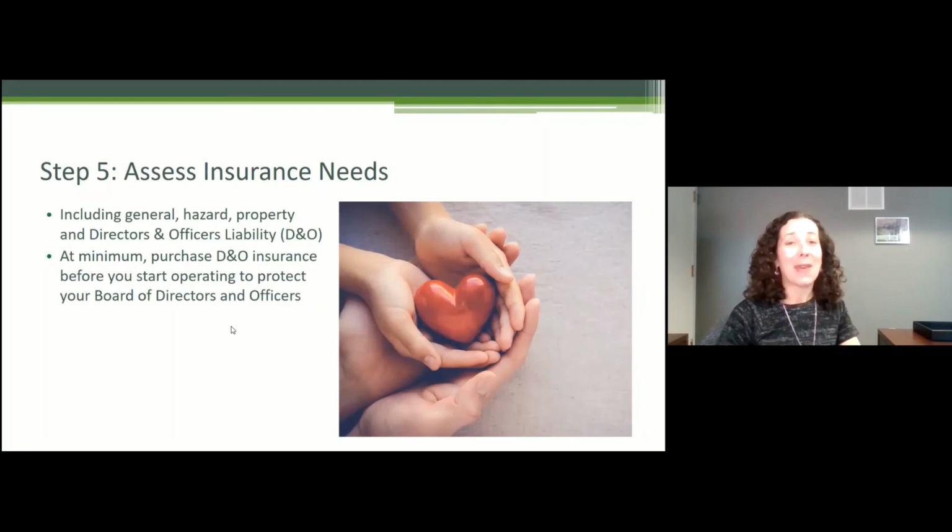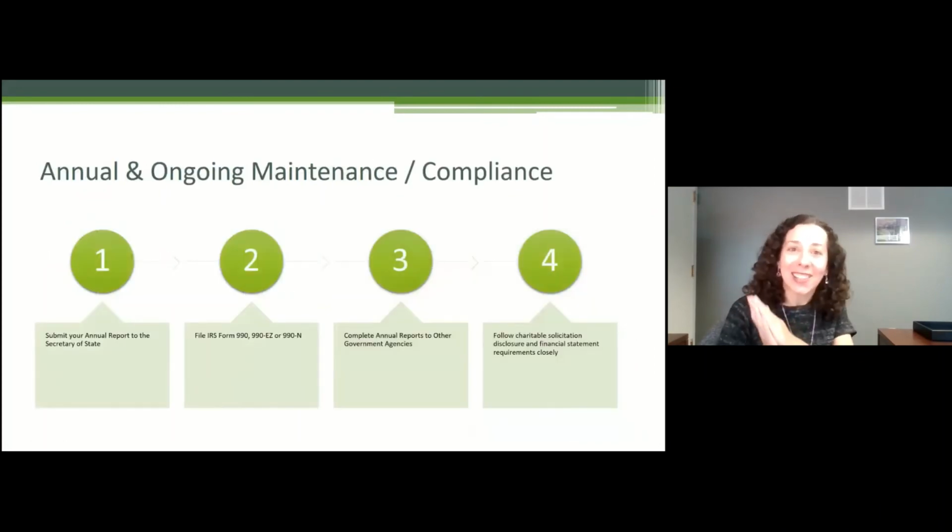Okay, if you've made it this far, congratulations! You have officially started your nonprofit in the state of Illinois. That said, keep in mind there are other steps like annual maintenance requirements that you're going to need to be aware of that will need to be done on an annual basis. So just keep this in mind.